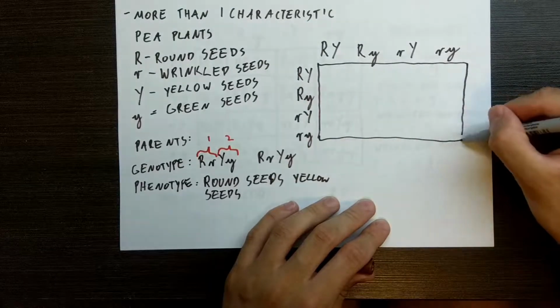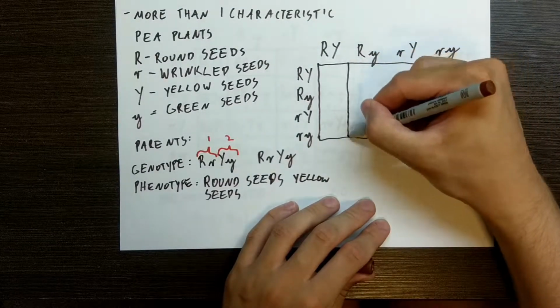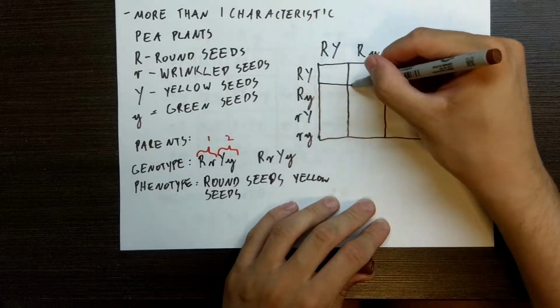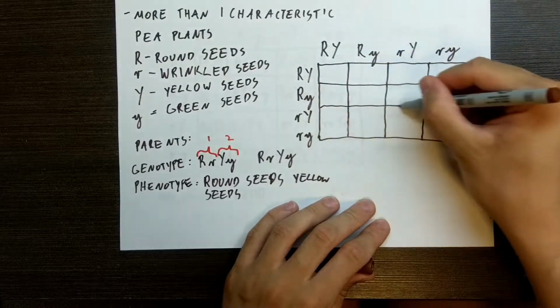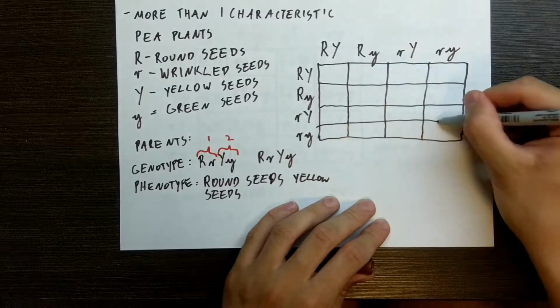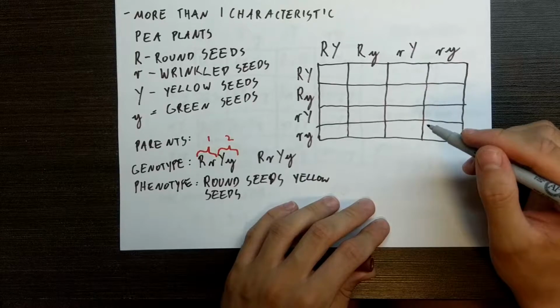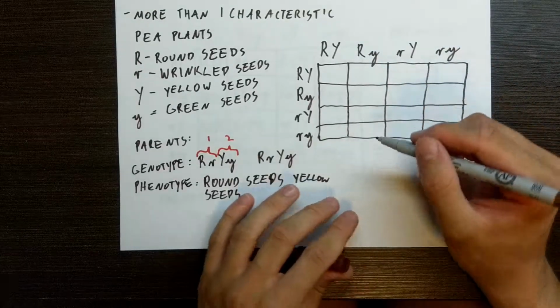There we go. Let's draw up the columns. Let's draw up the rows. There we go. And how do we fill it in? Well, very similarly to previous genetic diagrams. So I will show you.